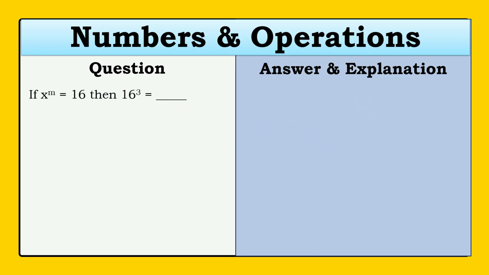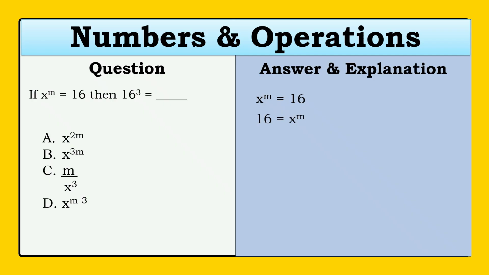If x to the m is equal to 16, then 16 to the cube is equal to blank. A x to the 2m, B x to the 3m, C x over x to the cube, or D x to the m minus 3. What do you think the answer? Alright, let's solve. x to the m is equal to 16. We are asked to find 16 cubed.